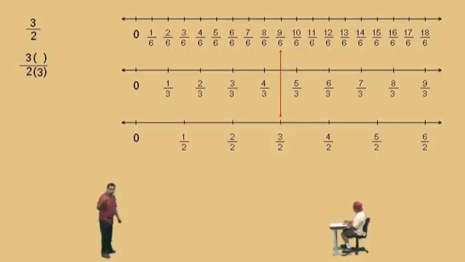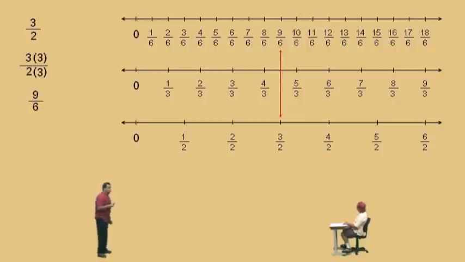But remember, when you multiply the bottom by 3, you must multiply the top by 3, right? Okay, Charlie, what's 2 times 3? 6. 6, very nice. And the top, 3 times 3 is what? 9. 9. So here, what we did is we took 3/2 and wrote it with a denominator of 6.